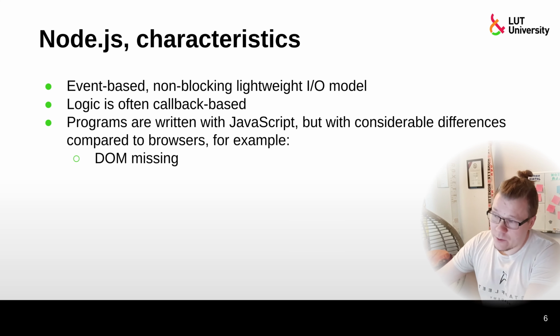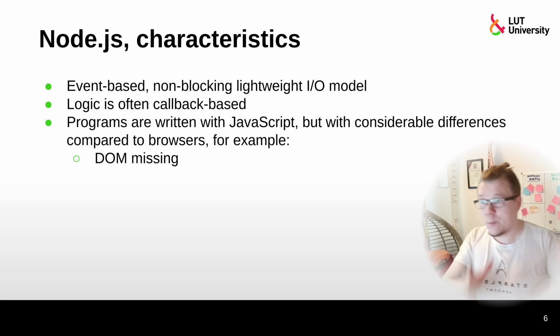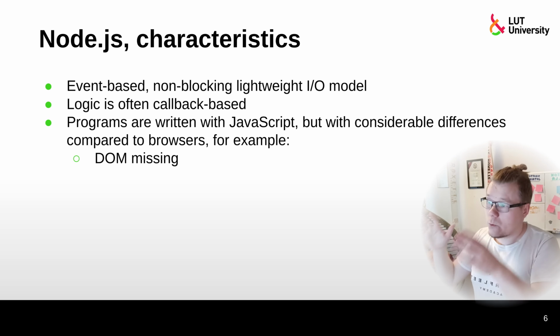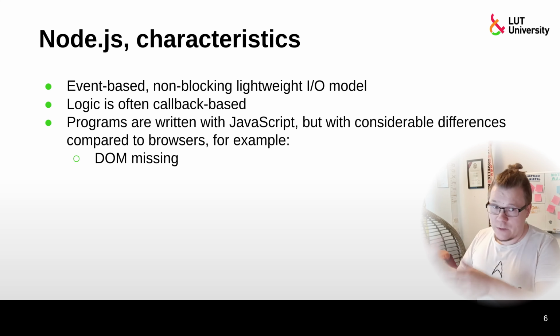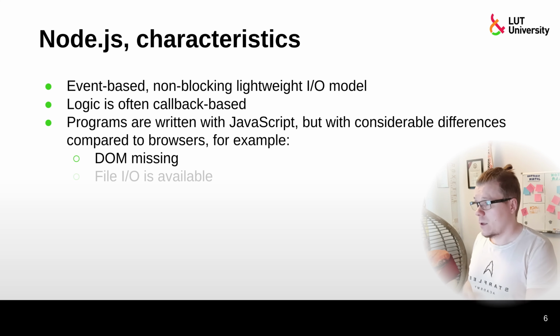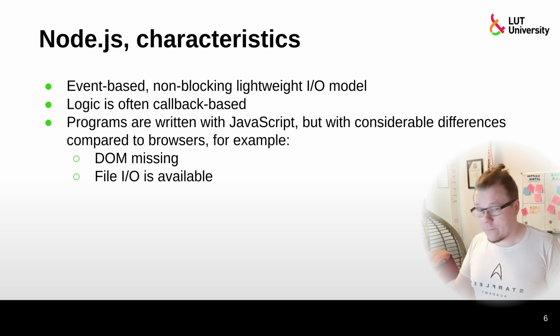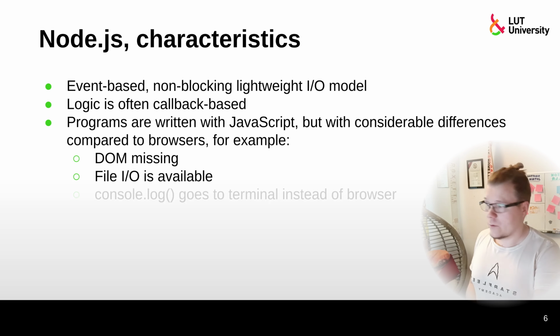And it is different from the browser. So on the browser side, we are using the browser environment, and on the server side through Node.js we are using a different environment. So we do not have a document object model. We are not in a browser, we do not have it. But instead we can access the file system. We can write files, we can read files. That's the difference.